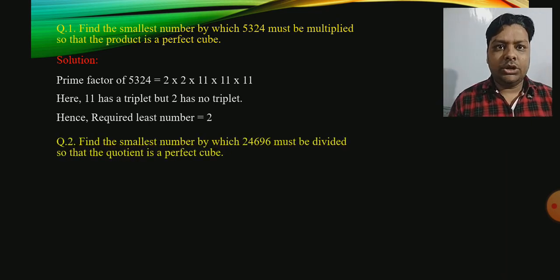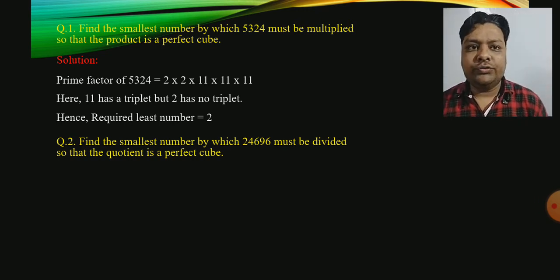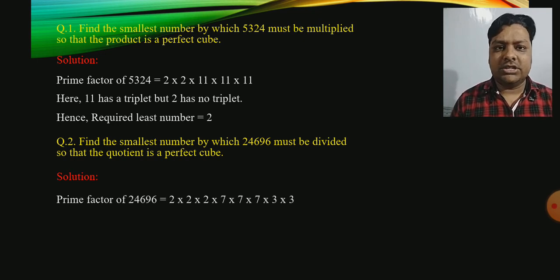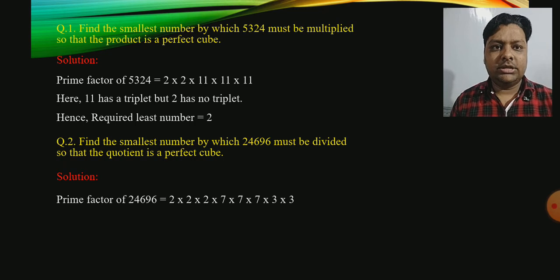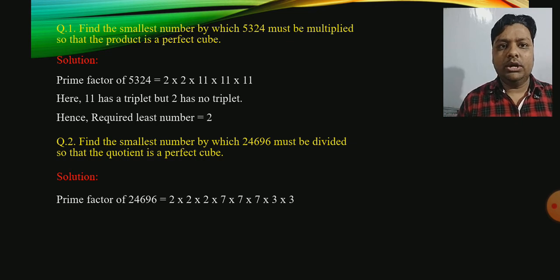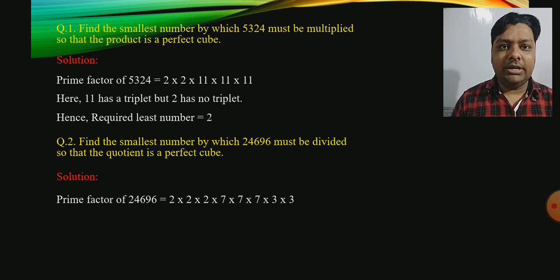Now question number 2. Here instead of multiplying we have to divide, and the number is 24696. At first we will find the prime factors of 24696. We will get 2 three times, 7 three times, but 3 only 2 times. So in this case you can see that 2 and 7 have triplets but 3 has no triplet. It means here it is division. In the question you can see that we have to divide. It means we have to remove that number which is not in a triplet.